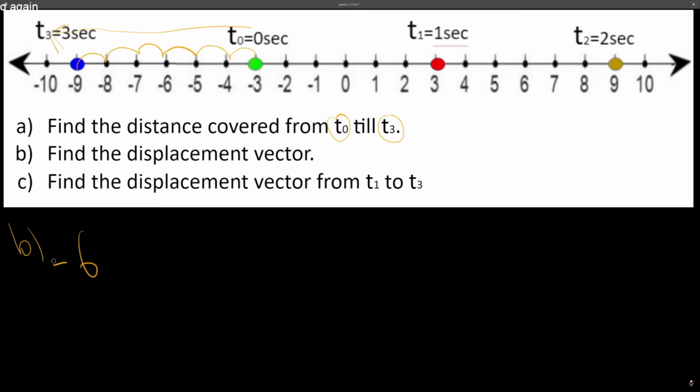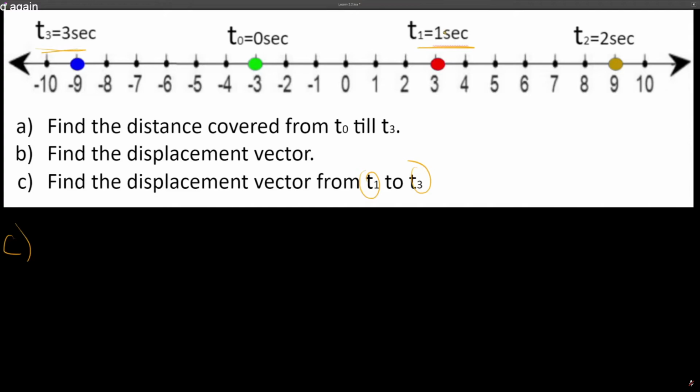So we would say -6 units, or whatever you want to call it. It's -6 meters, -6 units. That's the displacement vector from t0 to t3. Now, the final question is asking for the displacement vector from t1 all the way till t3.